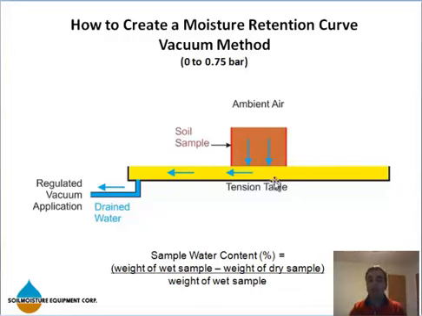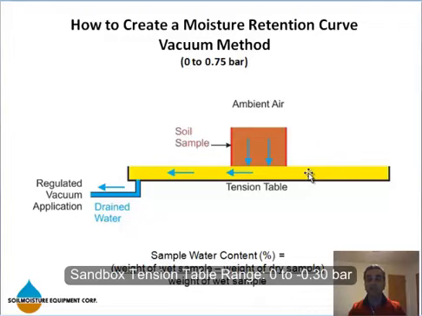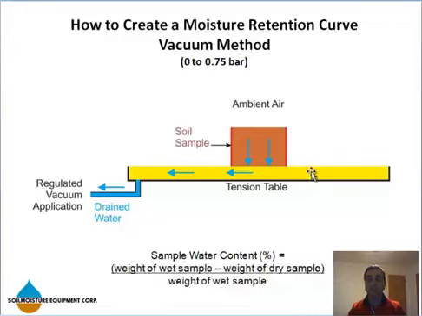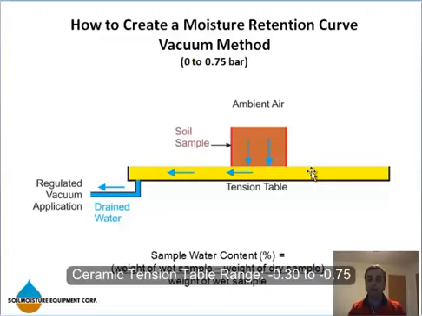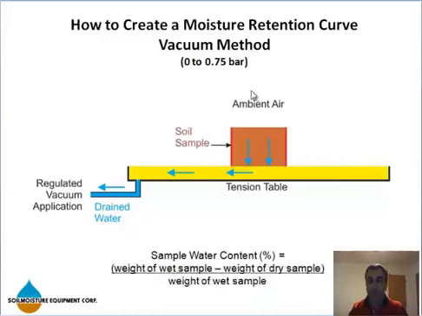Basically in the vacuum method your sample is over a tension table, as they call it. The tension table can be a sandbox tension table for tensions very close to saturation, a very small amount of vacuum, basically between 0 and 0.3 bar, and then from 0.3 bar up to 3/4 of a bar you'll use a ceramic tension table. The procedure is very similar.